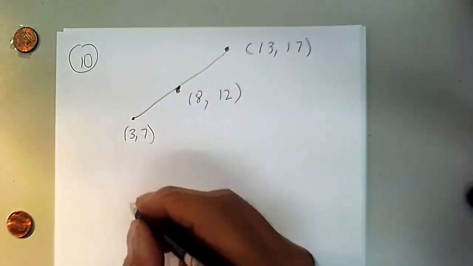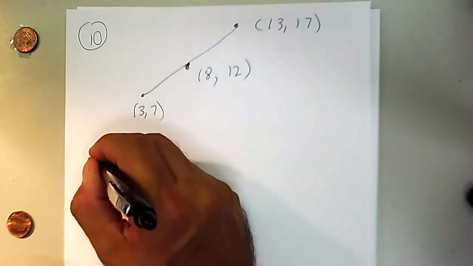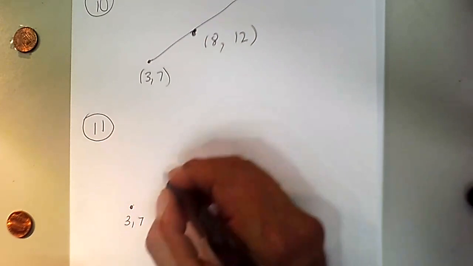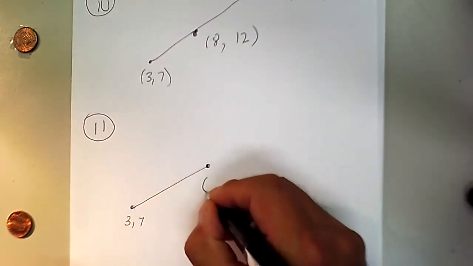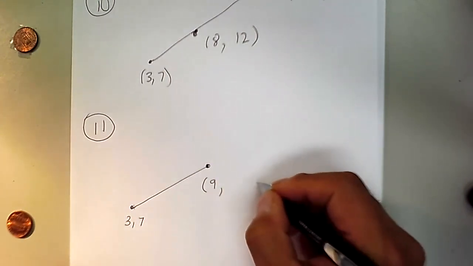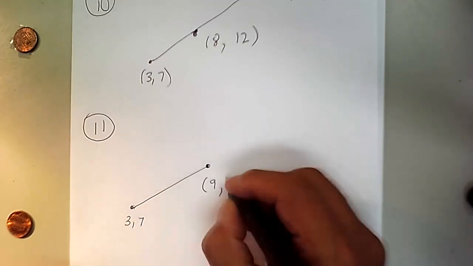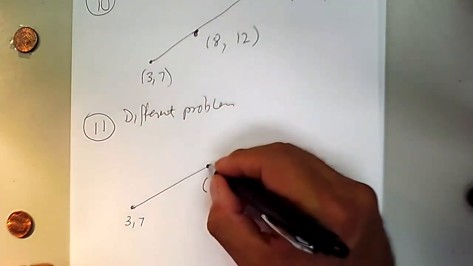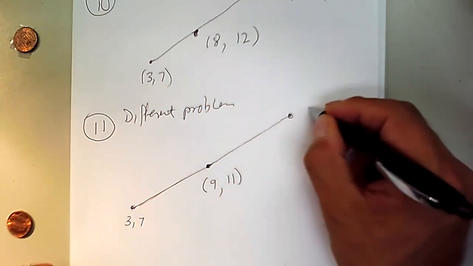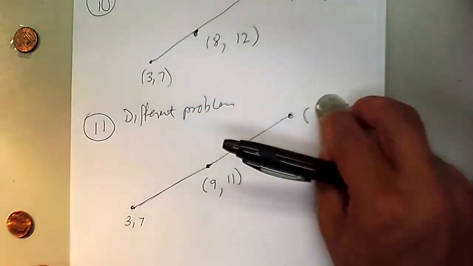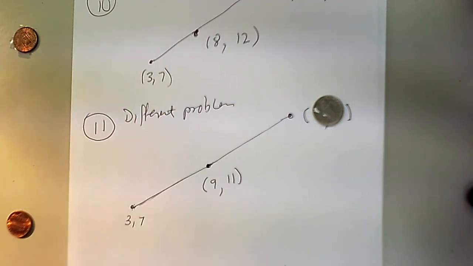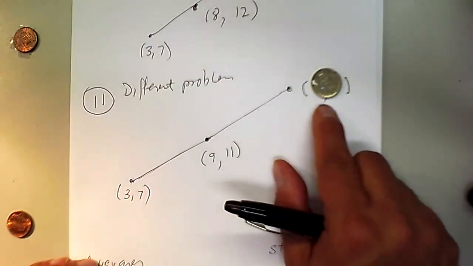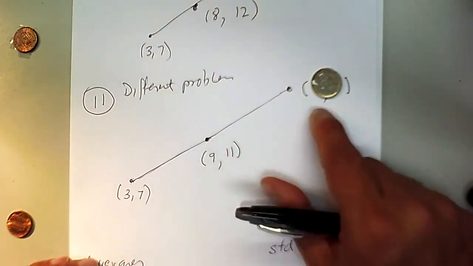Let's do a really cool problem though. Let's say we start with 3, 7. We're going to get to a point 9, 11. So this is a different problem. And then the line continues. And we do not know what this point is. Something is blocking it. We can't tell what it is. But what we do know is that this is the midpoint. So we don't know where the other end of this segment is.